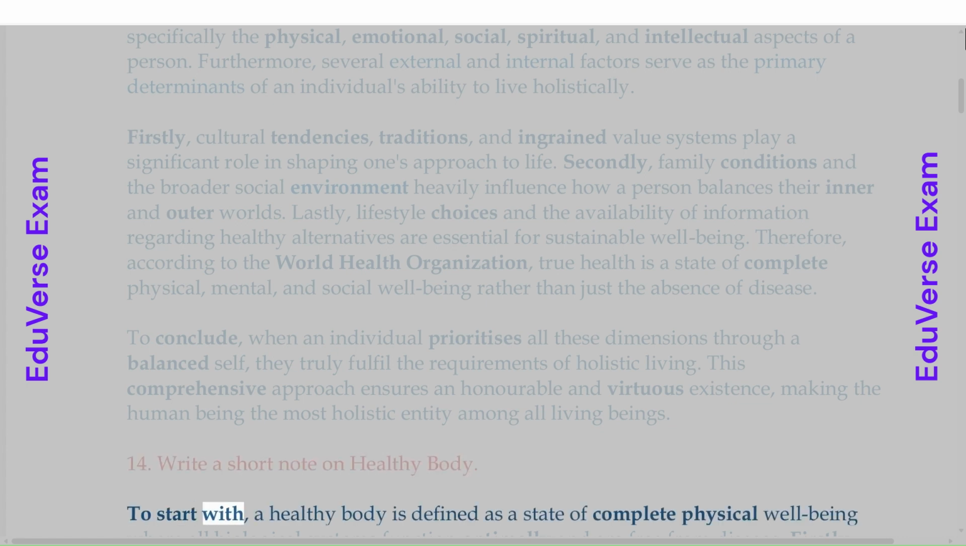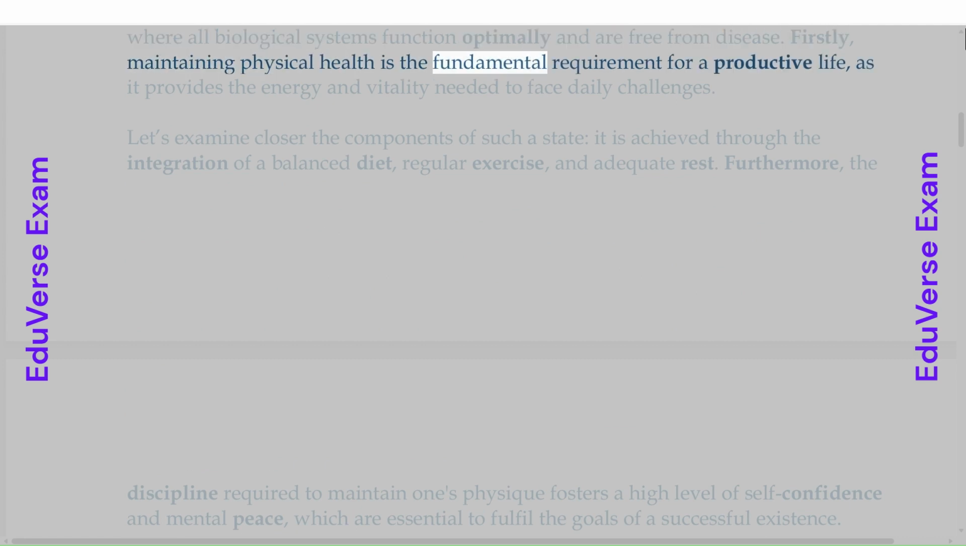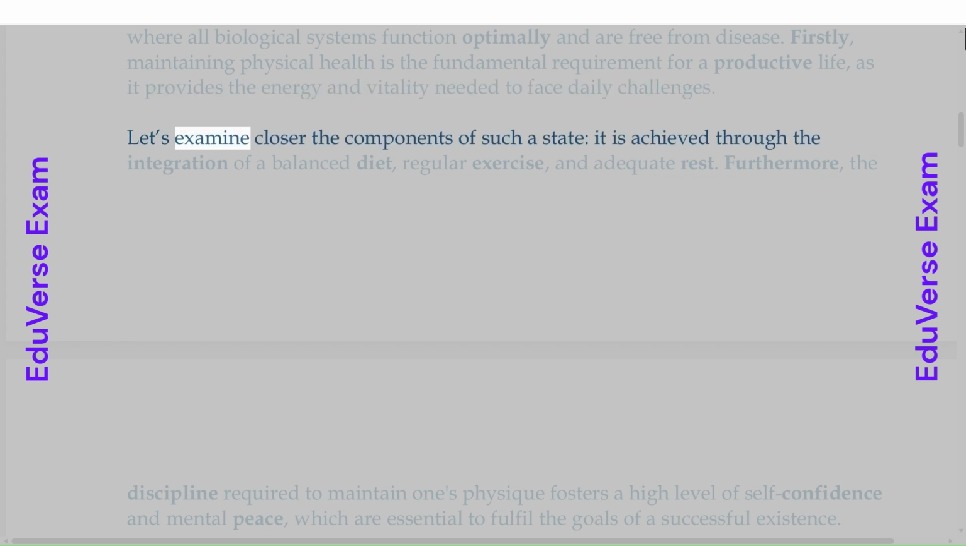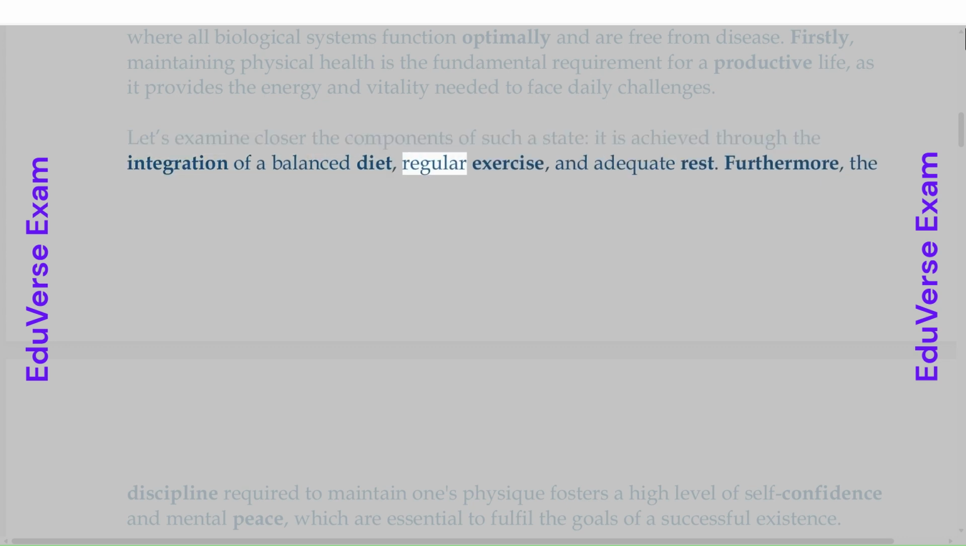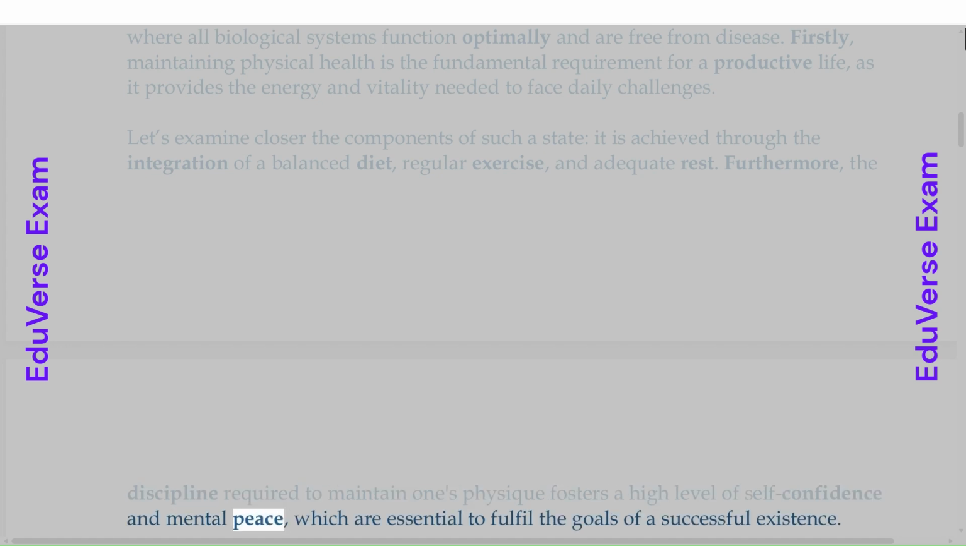To start with, a healthy body is defined as a state of complete physical well-being where all biological systems function optimally and are free from disease. Firstly, maintaining physical health is the fundamental requirement for a productive life, as it provides the energy and vitality needed to face daily challenges. Let's examine closer the components of such a state. It is achieved through the integration of a balanced diet, regular exercise, and adequate rest. Furthermore, the discipline required to maintain one's physique fosters a high level of self-confidence and mental peace, which are essential to fulfill the goals of a successful existence.